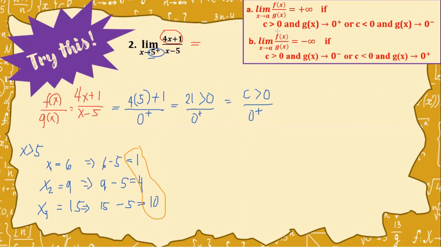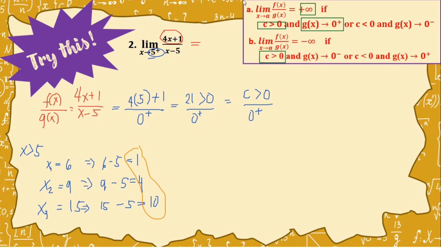Ayan. So again, ano yung ano natin? Si C is greater than 0. Saan dito yung greater than 0? Ito. C is greater than 0. Wait lang. C is greater than 0. Tapos yung isa, ito naman. C is greater than 0. So, saan kaya sa kanilang dalawa yung sagot? Tapos yung g of x approaches to 0 plus. So, saan dito yung may 0 plus? Ito. So, therefore, yung sagot natin is positive infinity.